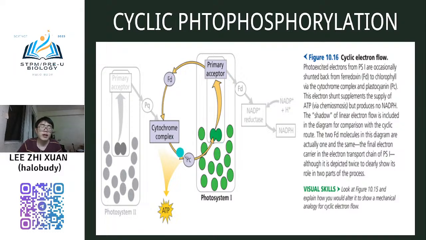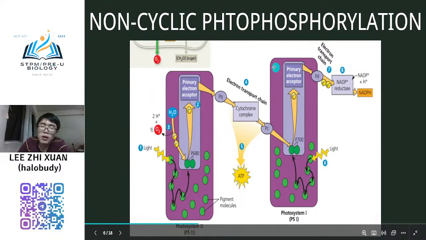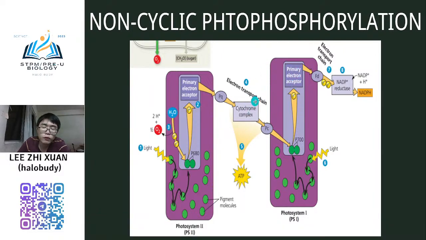And why is it known as cyclic? You will see here that when the primary electron acceptor receives the electron, it goes to the Fd and then passes to the electron transport chain. It will not go toward here. In the non-cyclic one, it starts from here, passes directly through, and goes to produce NADPH. But the cyclic one starts from PS1, then transfers back to the ETC and goes back again.